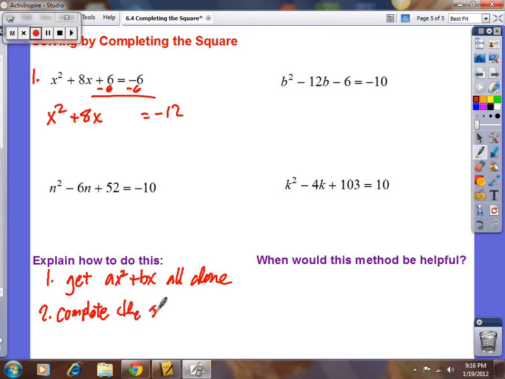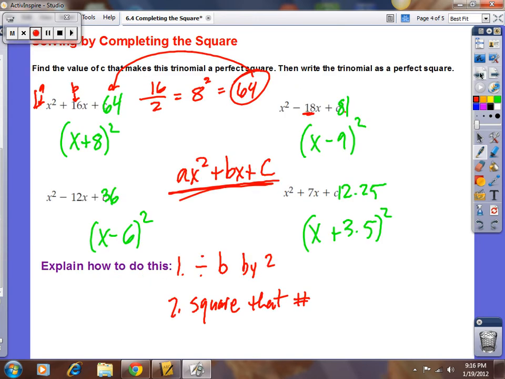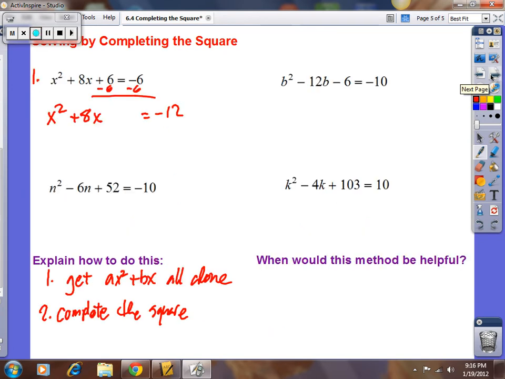Complete the square. And if you don't remember how to complete the square, go to this slide right here. It's only 2 steps. Take b, cut it in half, and square it. So b is 8. If I cut b in half, that's 4, and I square it, that's 16. So I am going to force the left hand side to be a perfect square by adding 16. And since it's an equation, if I add 16 to the left, I have to add 16 to the right.